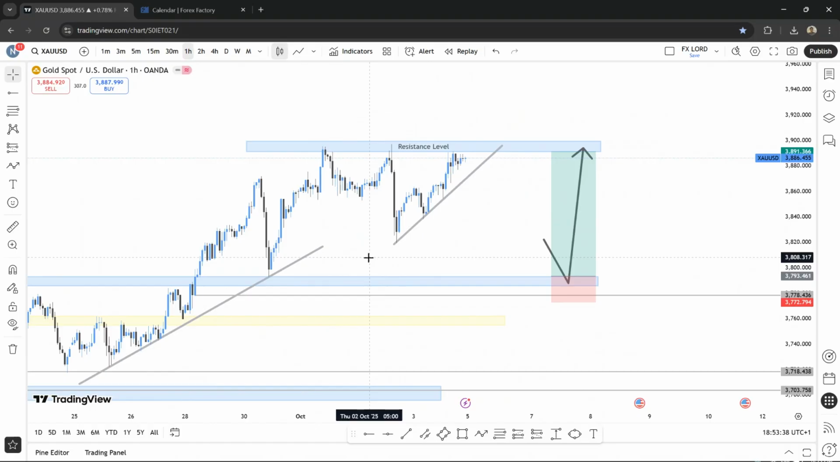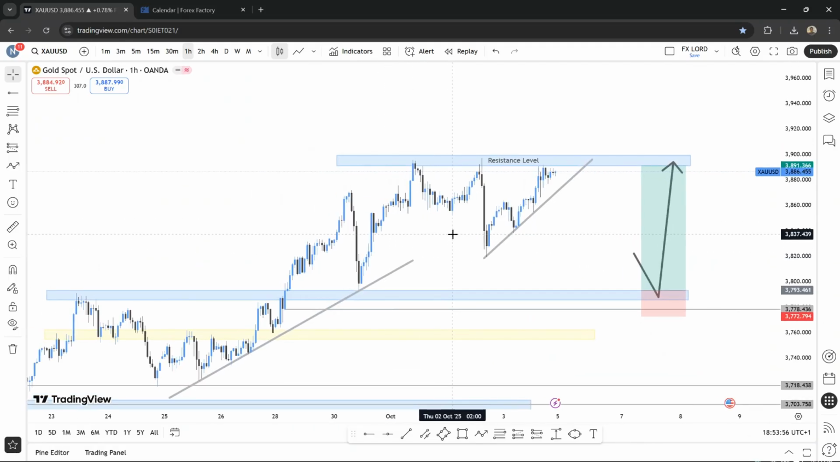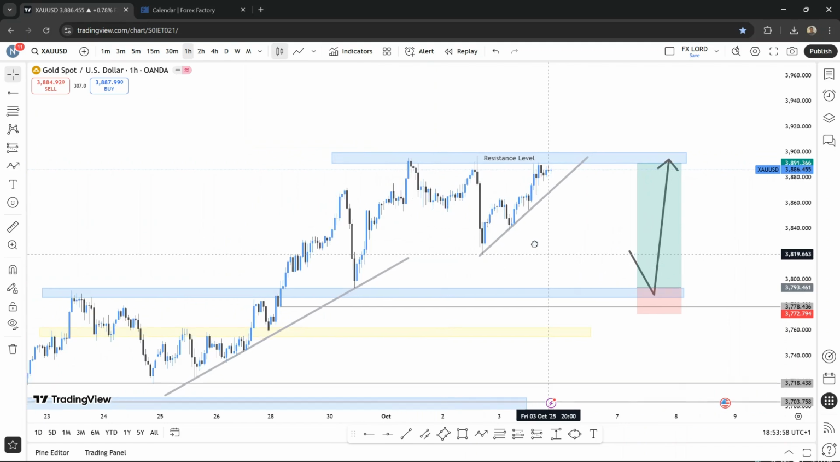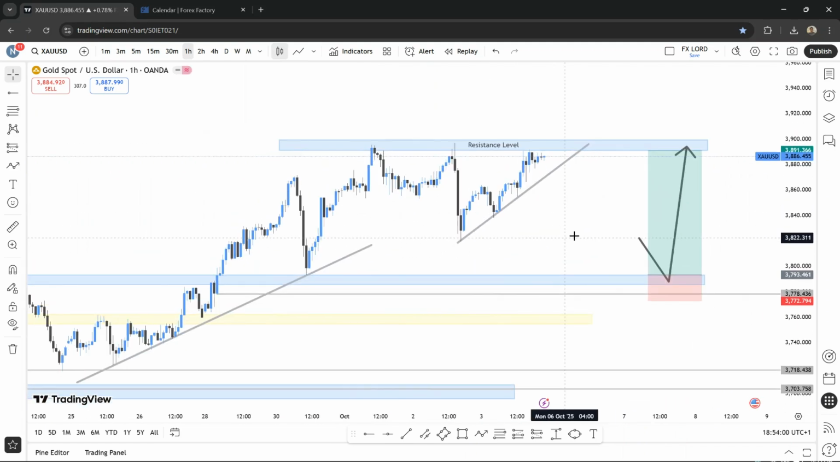I execute at 1 hour too, but 30 minutes is what I execute at most of the time for other instruments. But when it comes to gold, gold is highly volatile. It moves in the blink of an eye. So my trade entry time frame on gold is always the 1 hour time frame, right? So on the 1 hour time frame right now, you can see what's happening on my screen.